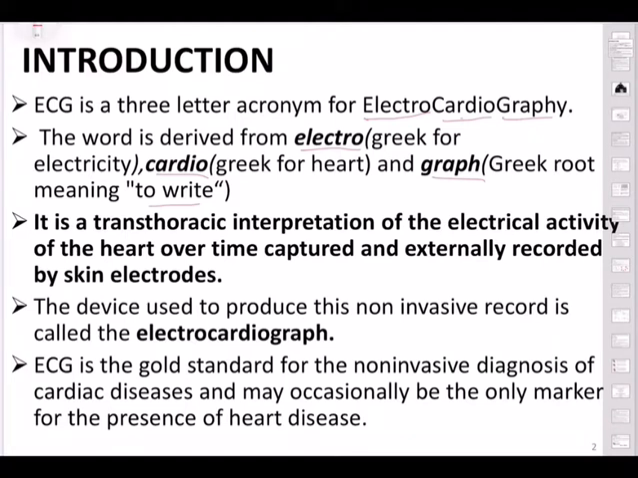It is a transthoracic interpretation of the electrical activity of the heart over time, captured and externally recorded by skin electrodes. This is the use of ECG. The device produces this non-invasively, with no surgery. We are not doing any surgery. Some electrodes are kept on our skin at different places on the chest, and that gives a record. That record is the electrocardiograph, and this recording will be in the form of a graph.